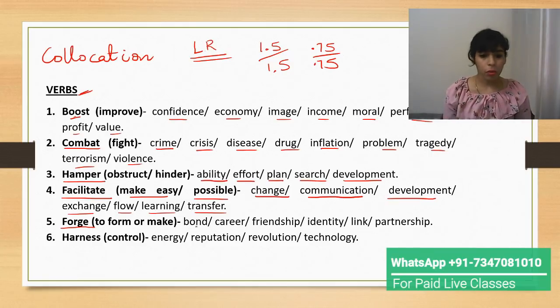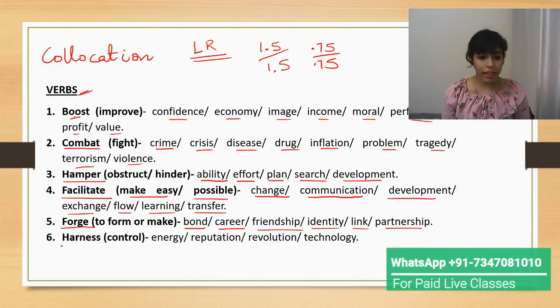Okay, so on the basis of truth, we can say one thing or the other. Forging is making or forming something. Forge a bond, career, friendship, identity, link, partnership. That is forging a bond, forging a career, friendship, identity.